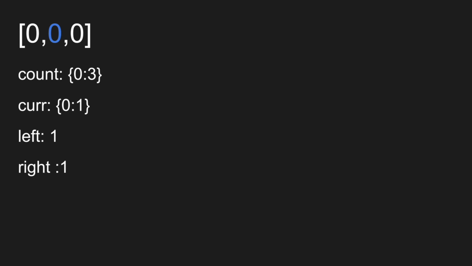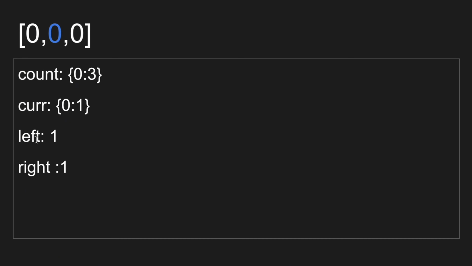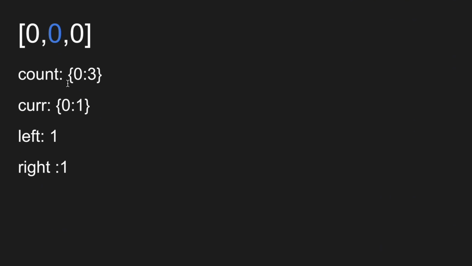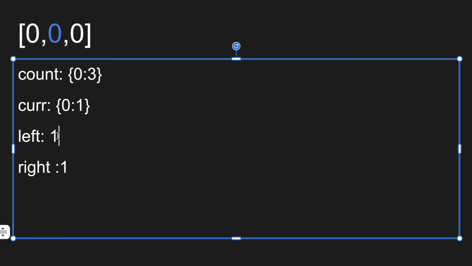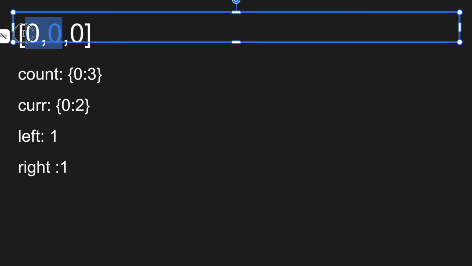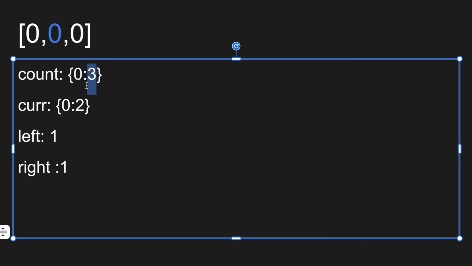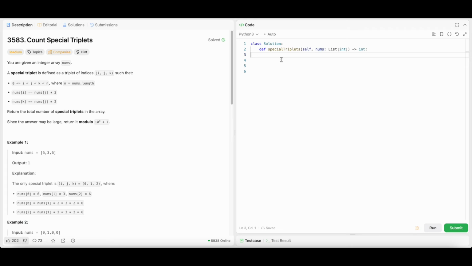And by the way, it didn't really matter in the example walkthrough, but in the coding part, we need to calculate the left first, then update the current, then calculate the right. Because if you look at this example, let's say we're here. We calculate the left first, we get 1, and then we update the current to 2 instances. So we can calculate the right by subtracting 3 minus 2, and there's 1 on the right.